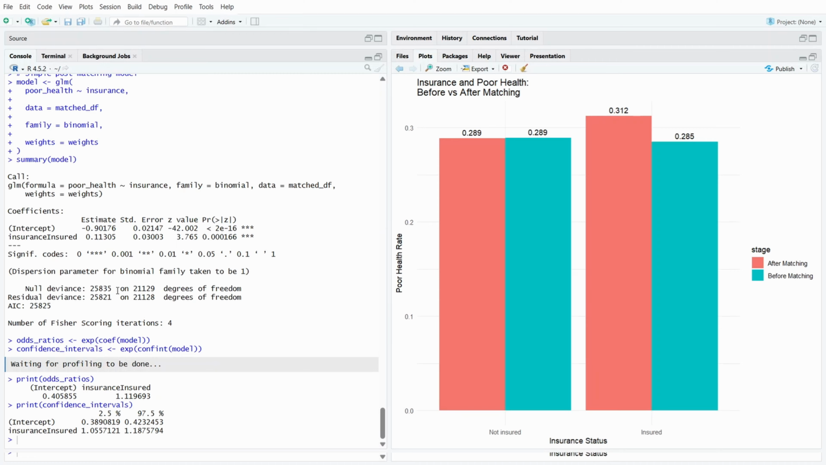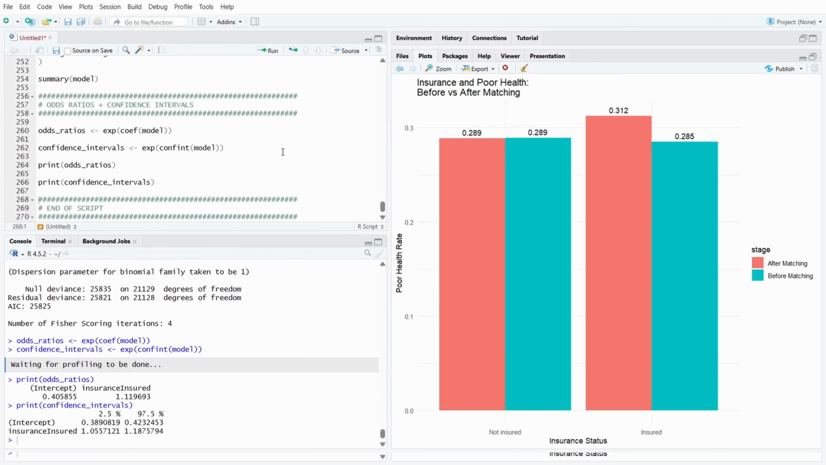Looking at model fit, the residual deviance is slightly lower than the null deviance, indicating that insurance explains some variation in poor health, but likely only a modest amount. Overall, this model suggests that insurance status is associated with a slightly higher reported likelihood of poor health in this matched sample. Importantly, this should not be interpreted as insurance causing worse health. Rather, it likely reflects the reality that individuals in poorer health are more likely to be insured, highlighting one of the key challenges in causal inference using observational public health data.